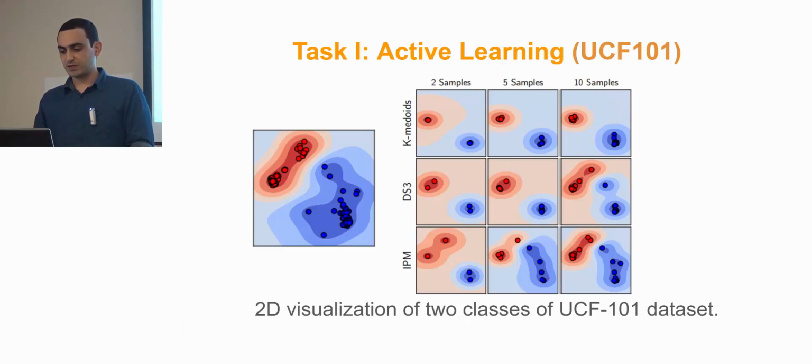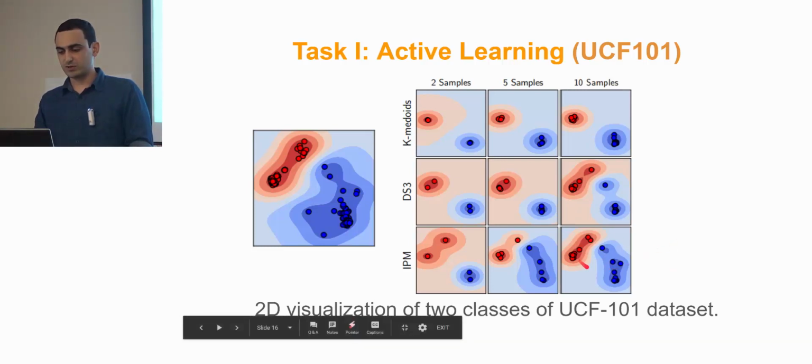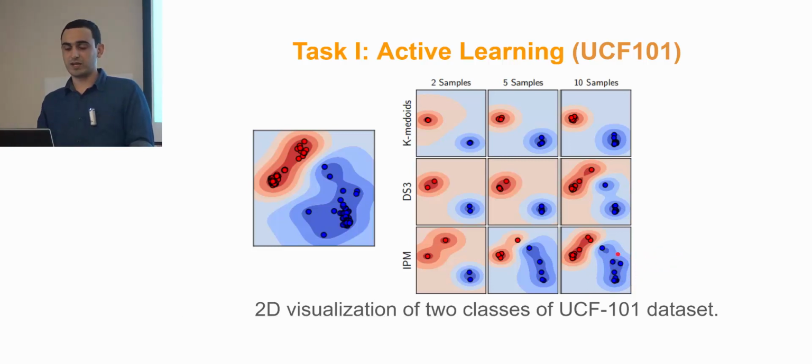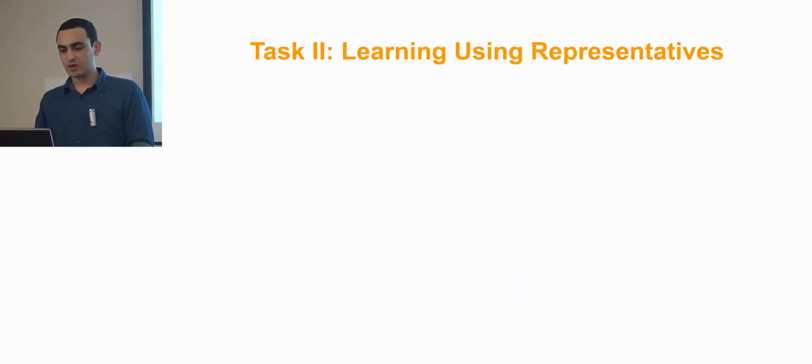And for 10 samples, the decision boundaries are almost the same. And if you use just these 10 samples, you can probably get very close accuracy to using the full data set. So this shows how a good selection algorithm can lead to a good classification.